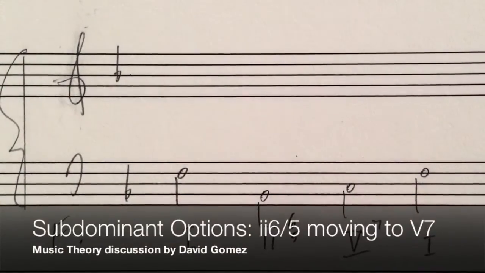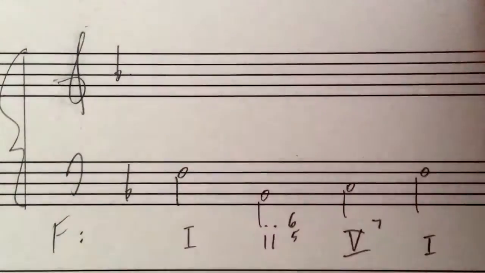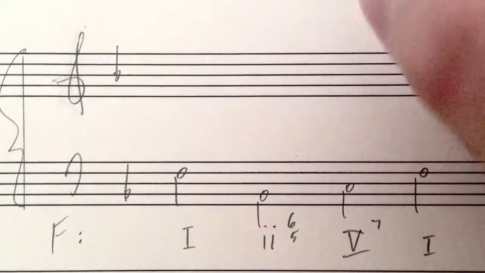Hey music theory community, today I want to look at a new chord, and that is a 2-6-5 chord, and it's a chord that serves as a good substitute for a 4 chord in order to prepare dominant harmony. So what we're going to do here is flesh this out into chorale style and understand what's going on with this chord. So let's look at the first chord.